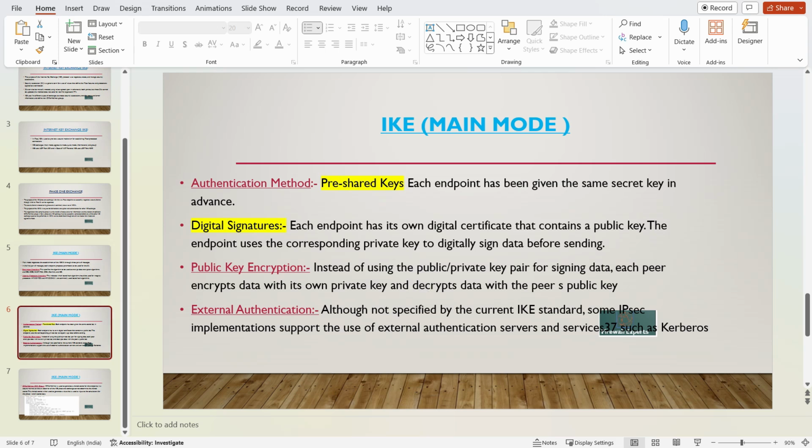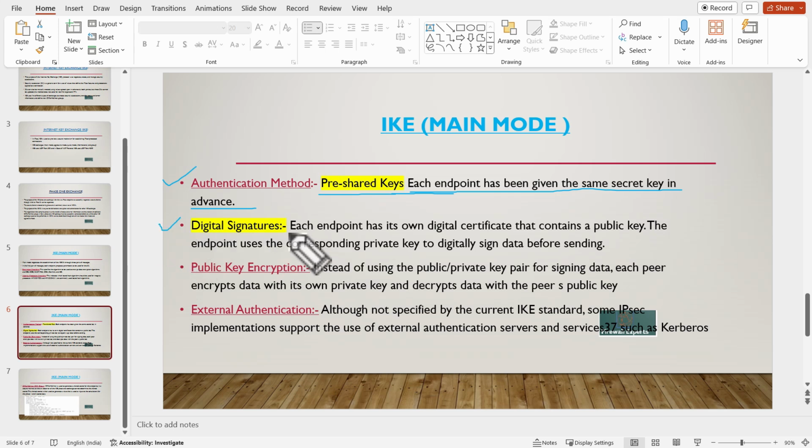In IKE main mode, another item is the authentication method. In IPSec we have to authenticate the connection. Here we can use the pre-shared key. Each endpoint has been given the same secret key in advance, so on both sides we have to define a pre-shared key in advance. This is the most commonly used by organizations.